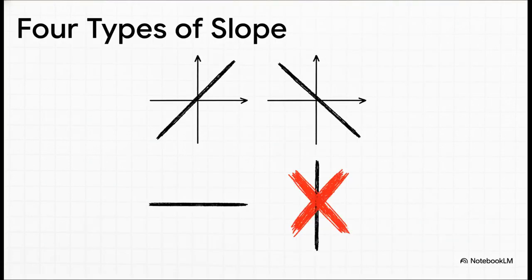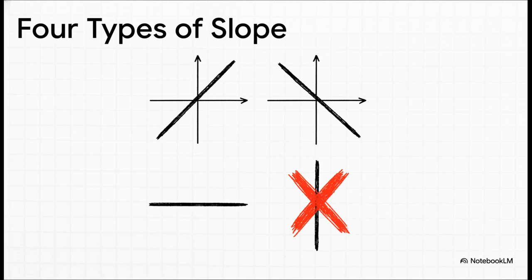So that staircase can take 4 distinct visual directions. Let's walk through them. First up, positive slope. This is where the line physically rises as your eyes move to the right. Second, negative slope. It falls as you look to the right. Third is a zero slope, which just creates a perfectly flat horizontal line. And finally, the fourth type is an undefined slope. This creates a vertical line, straight up and down.